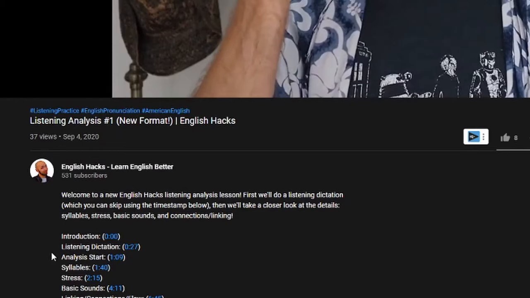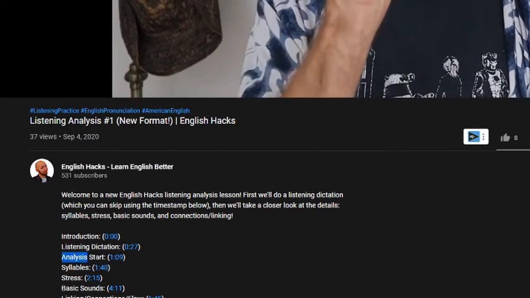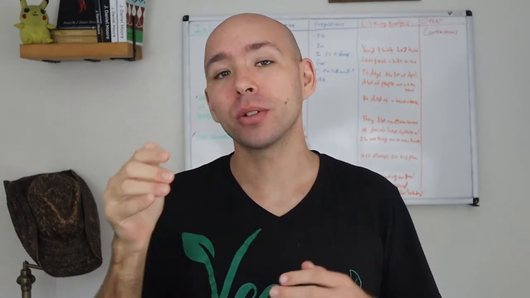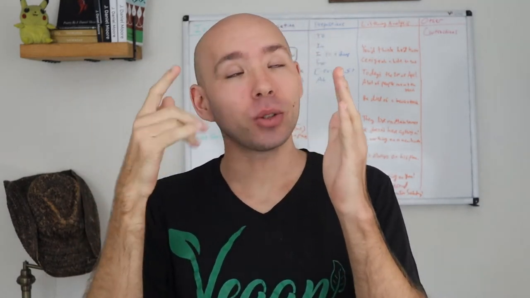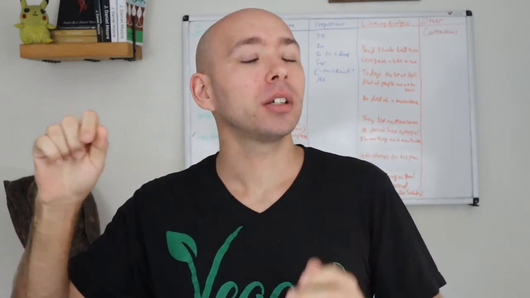We're going to use a small video clip from the TV show Friends. Like always, we are going to start with a listening dictation first, which you can skip using the timestamp. But in this lesson, we're first going to show a few seconds of the clip so that you can get the context. And then the last little part that is going to be our sentence that we focus on today, you will not see, you will have to listen and try to write. We will then, of course, go through and do all of our analysis of that last sentence.